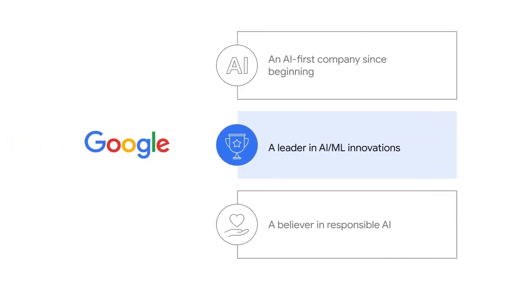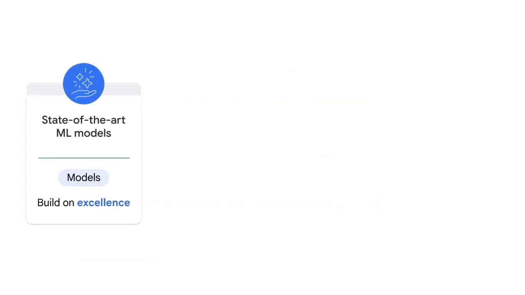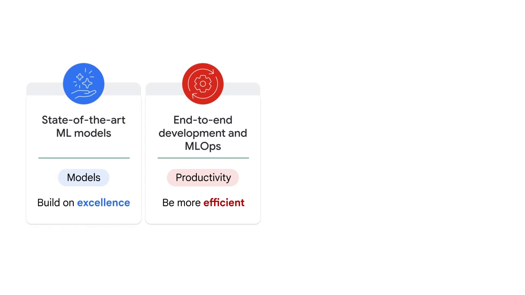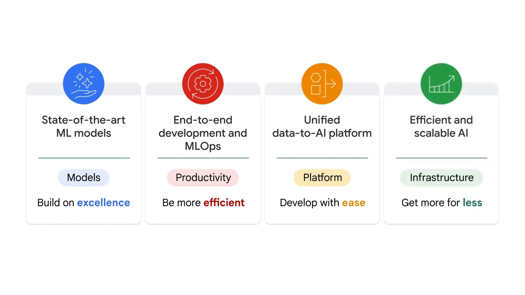Google is a leader in AI and ML innovations. Here are 4 major reasons. The ML development platform is empowered by Google's state-of-the-art ML models, so you build on excellence. Google provides an end-to-end development platform to convert an ML model from experiment to production, so you can be more efficient. Google provides a unified data to AI platform, so you can develop data and AI projects with ease. Like Google Cloud itself, AI services are based on an efficient and scalable infrastructure so you can get more for less.